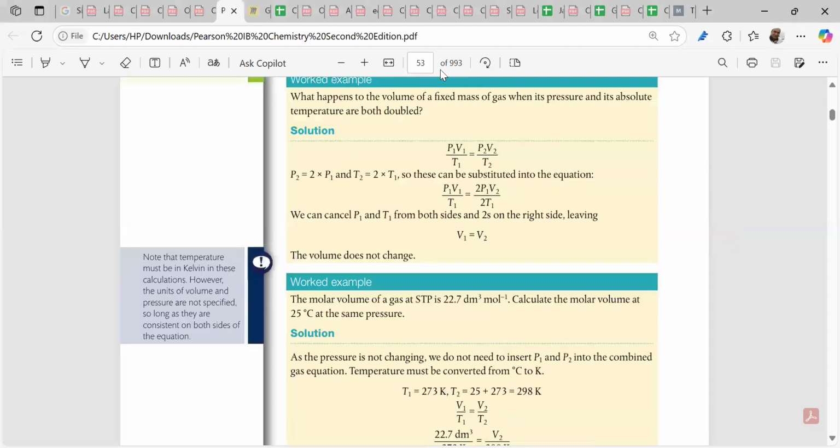See, what happens to the volume of a fixed mass of a gas when its pressure and absolute temperature are both doubled, right? Clear? Understood? We are changing what? We are changing the pressure, we are doubling it. Temperature also we are doubling it. What will happen to the volume?